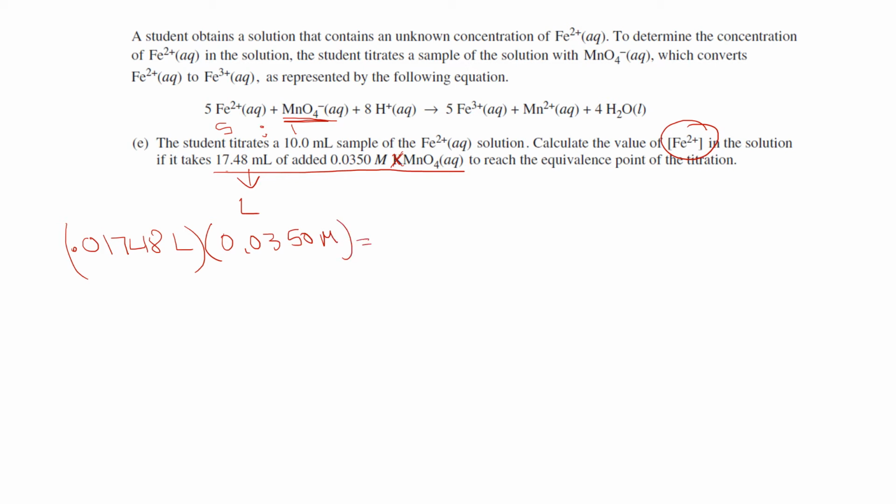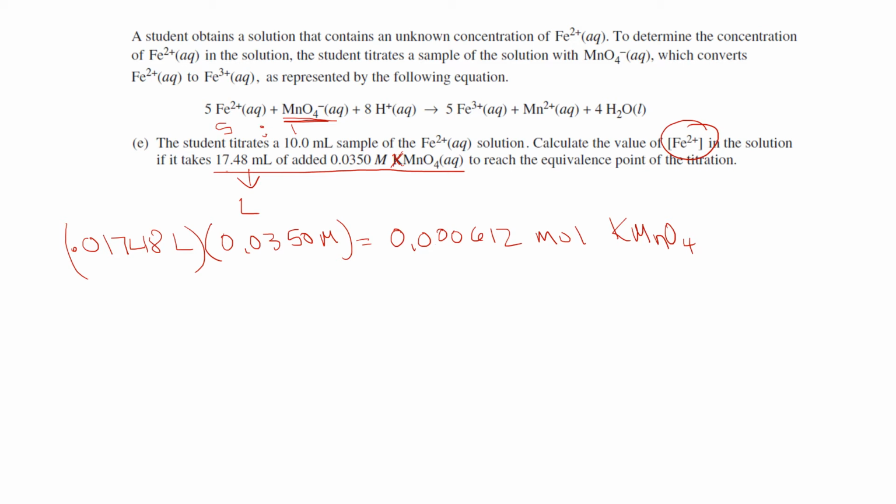And that's going to give me my moles of potassium permanganate that was used. So that gives me 0.000612 moles of that solution used. You'll get 1 point just for figuring out the moles.